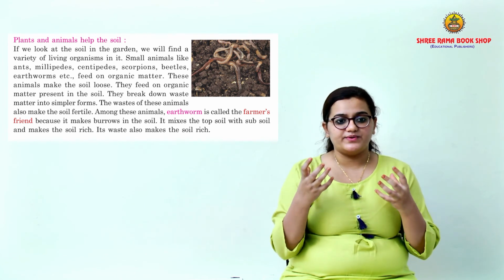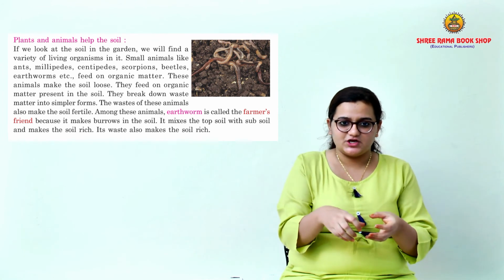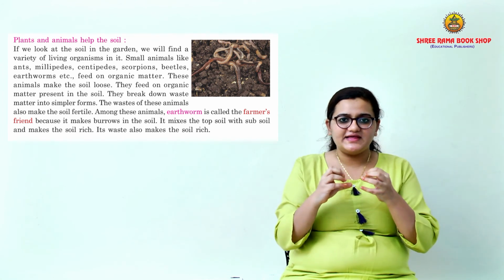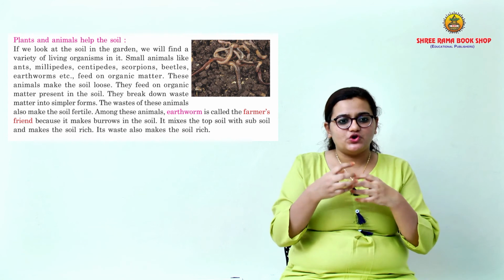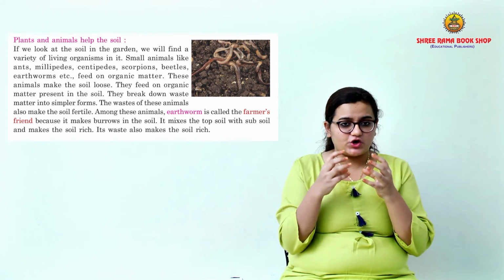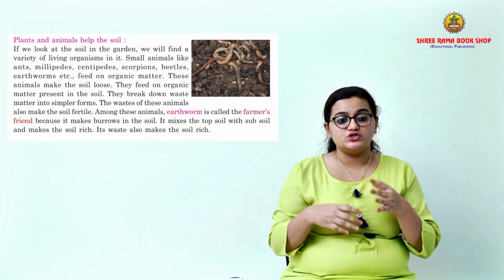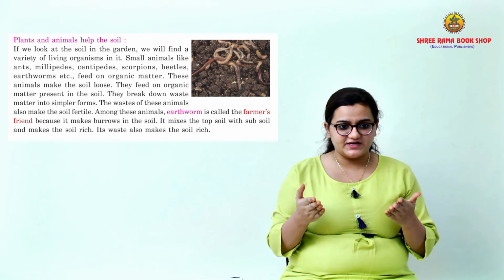They break down waste matter into simple forms, right? So if there is a dead insect there, these organisms slowly eat that dead insect, and it slowly decays, and they turn that complex organism into a simple form. The waste of these animals also makes the soil very fertile.